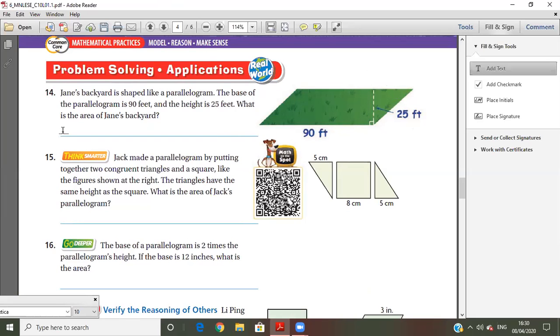Easy, right? So how are you going to do it? All you have to write is area is equal to BH. The next step, you're going to write A equals 90 multiplied by 25. So I'm giving you 1 minute. Find out what's 90 multiplied by 25. It's in fact mental math. You don't even need to write and do it.